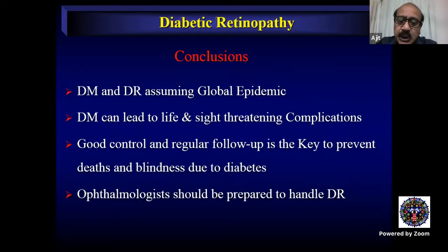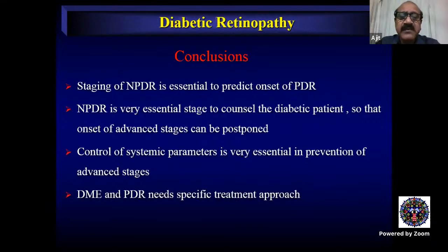And ophthalmologists should be prepared to handle diabetic retinopathy. I didn't say the retina specialist, it is the general ophthalmologist who should take care of the diabetics. Because of that, if you see the initial part, I gave very detailed systemic workups and what all is to be done, and in different studies, how important it is to have intensive control of diabetes. These two are the key factors. Staging of non-proliferative diabetic retinopathy is very essential to predict the onset of PDR, which I already showed in that slide. And PDR is a very essential stage for counseling of the diabetic patient.